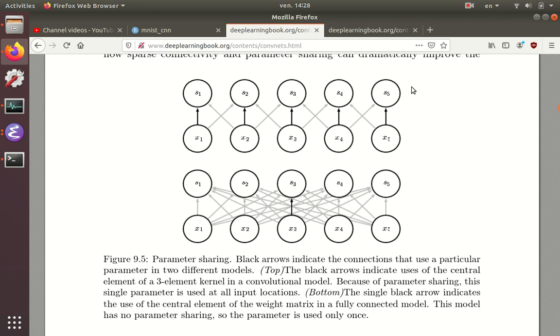So again, to summarize, here at the bottom is the fully connected neural network where we don't have any parameter sharing. And here is what's happening in the convolutional neural network where we have parameters that are shared. So this same black arrow weight is used in the definition of all of these next level weights.